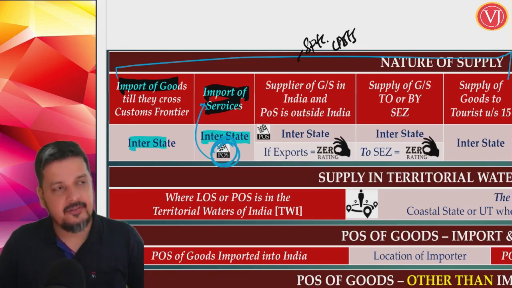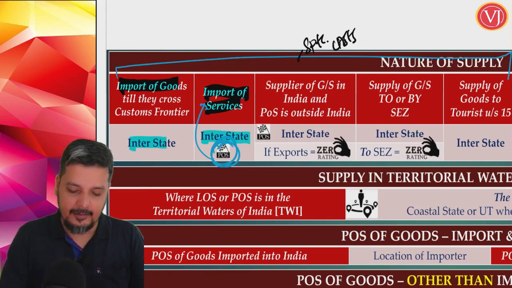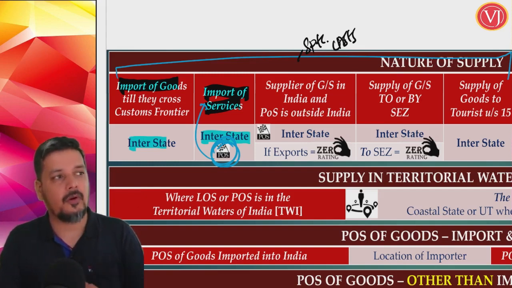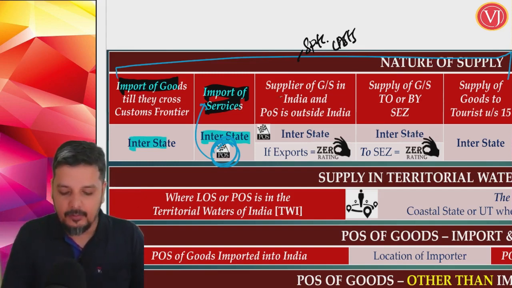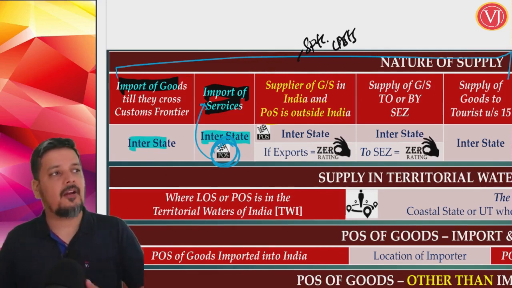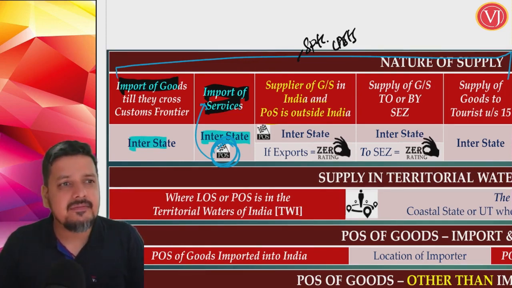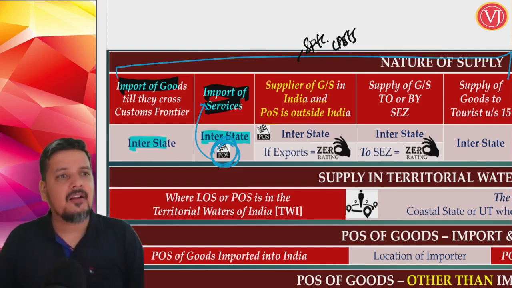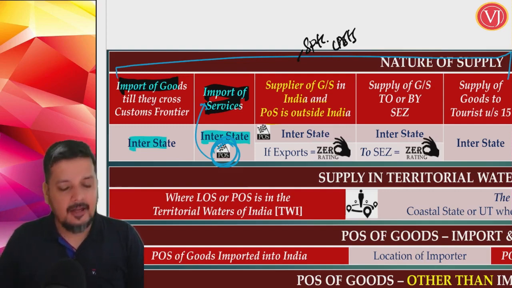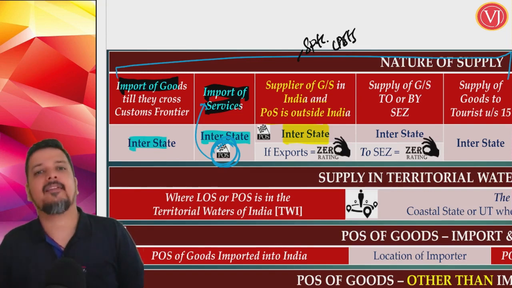Right. Next, if I tell you the supplier is in India, it is not only for goods or only for services, it is for both. Supplier of goods or supplier of services is in India and the place of supply is outside India. India to USA. It is interstate.